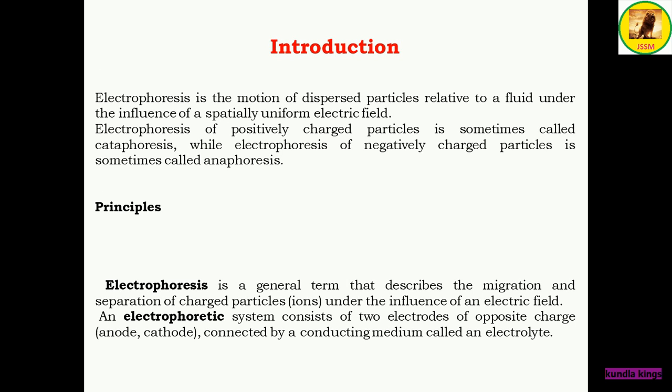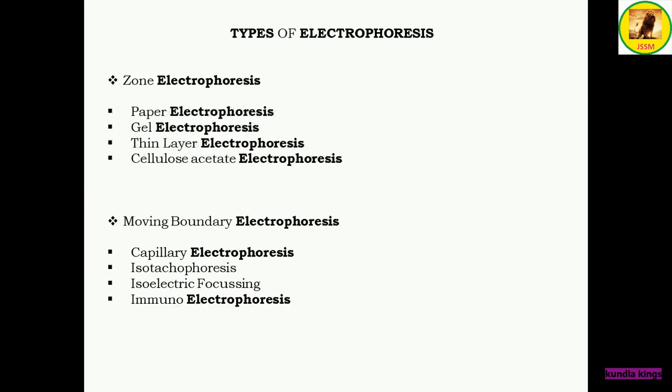Introduction. Electrophoresis is the motion of dispersed particles relative to a fluid under the influence of a spatially uniform electric field. Electrophoresis of positively charged particles is sometimes called cataphoresis, while electrophoresis of negatively charged particles is sometimes called anaphoresis. Electrophoresis is a general term that describes the migration and separation of charged particles under the influence of an electric field. An electrophoretic system consists of two electrodes of opposite charge, the cathode and anode, connected by a conducting medium called an electrolyte.